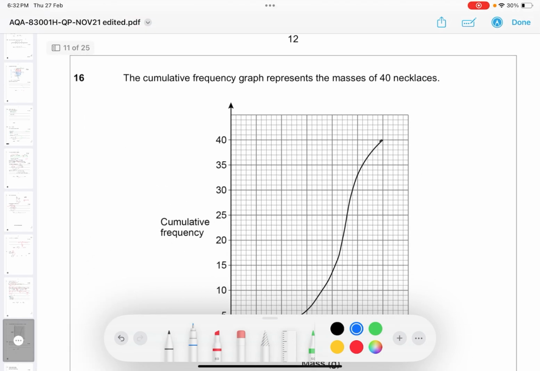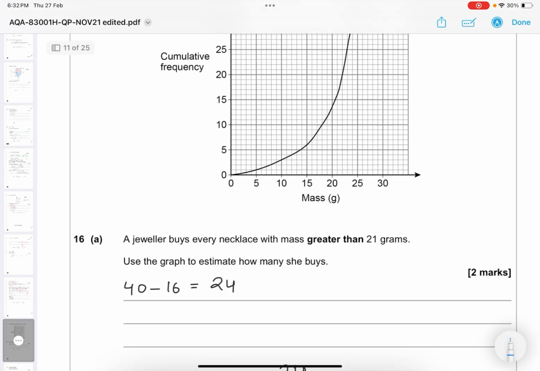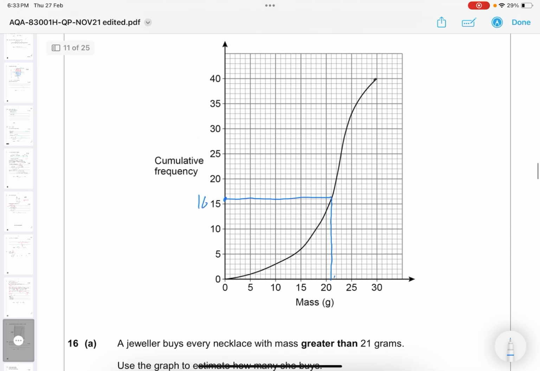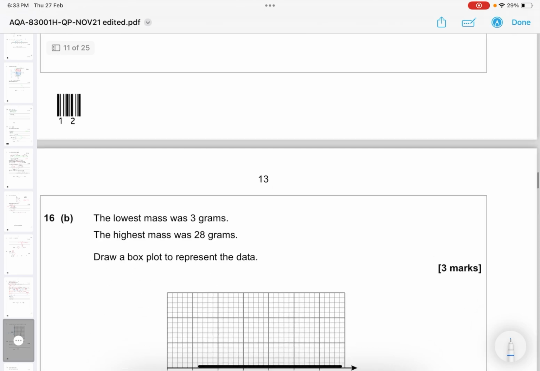The cumulative frequency graph represents the masses of 40 necklaces. A jeweler buys every necklace with mass greater than 21 grams. Use the graph to estimate how many she buys. Greater than 21 grams. So we will come here and we will go there. The number over here is 16. Total number was 40. So every one greater than 21 gram would be 40 minus 16, and the answer would be 24. Let us move on to the next question, learners.